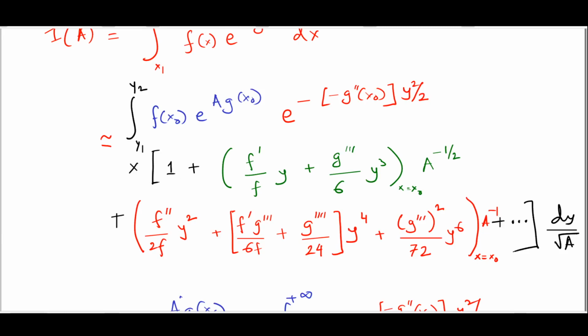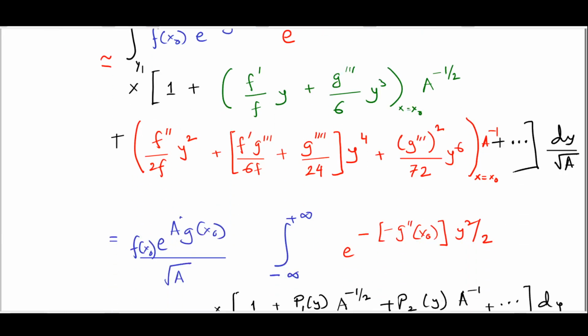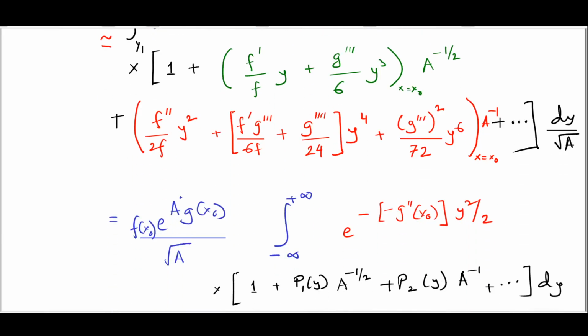And so what we can do is put them all together in this form. f x0 e to the a g x0, as I have been saying, moves out of the integral trivially, being a constant. You have this 1 by root a from the measure moving outside as well. And we change our limits from x1 to x2 to y1 to y2.